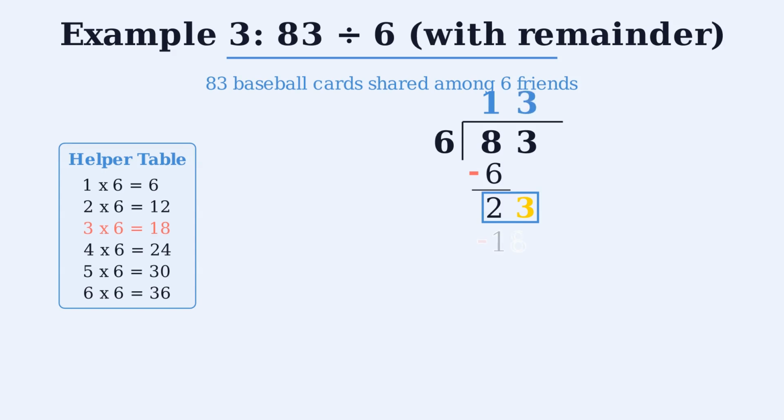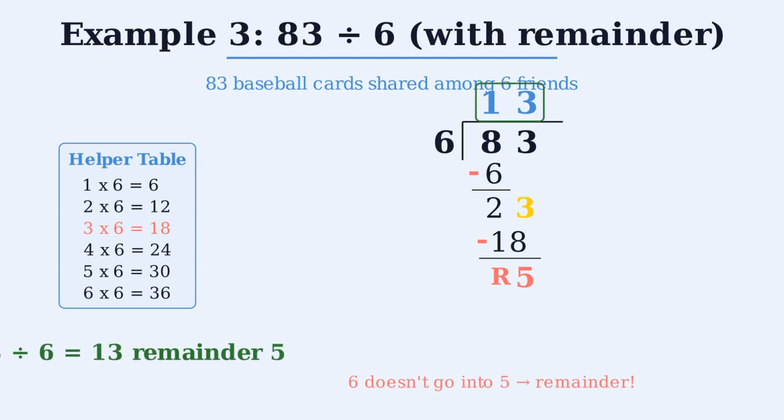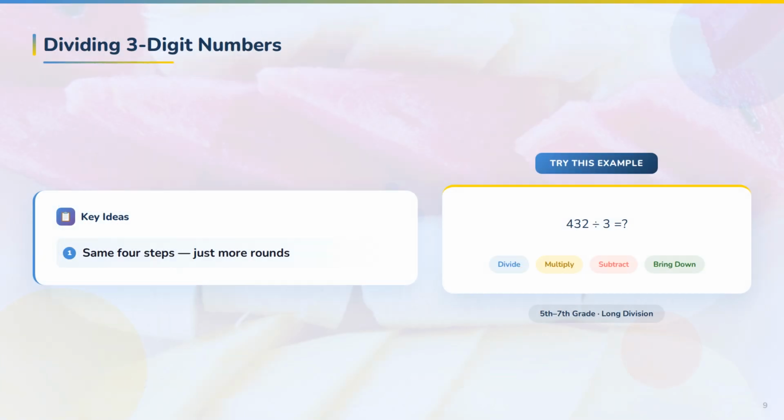Now how many times does 6 go into 23? 3 times, 6 times 3 is 18. Subtract 18 from 23, that's 5. Can 6 go into 5? Nope. So 5 is our remainder. The answer is 13 remainder 5. Each friend gets 13 cards, and 5 cards are left over. Now let's level up.